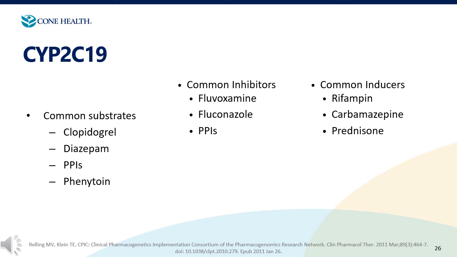CYP2C19 is another enzyme with significant polymorphisms. Clopidogrel and phenytoin, again, are common substrates. Inhibitors include fluconazole and PPIs, and common inducers include rifampin and carbamazepine.